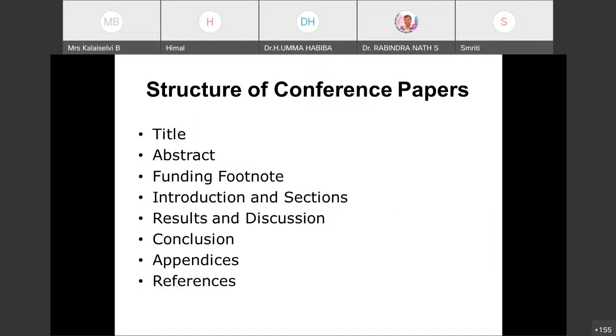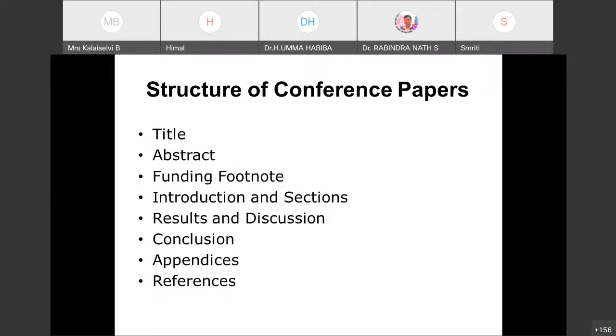And if you look into the structure of a conference paper, it's pretty similar. You have the title, you have the abstract. In some cases, you have the funding footnote. Actually, the funding is also there. I might have missed it in the previous slide. It should be there in the journal paper structure as well. And also you have the introduction and the sections, results and discussion, conclusion, appendices, and references. So pretty much they are the same as compared to a journal paper.